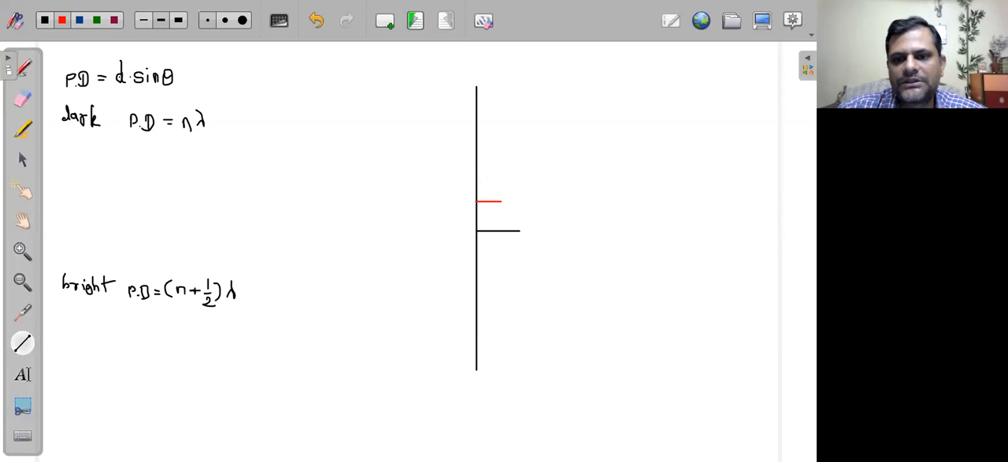This is going to be the second dark band. This is the third dark band, and so on like this on this one side. On the other side also we get the symmetric bands: this first dark band, then second dark band, this third dark band, then fourth dark band, and so on in this way.